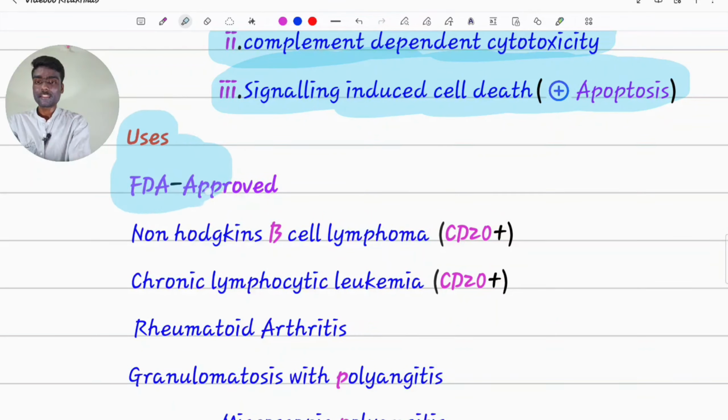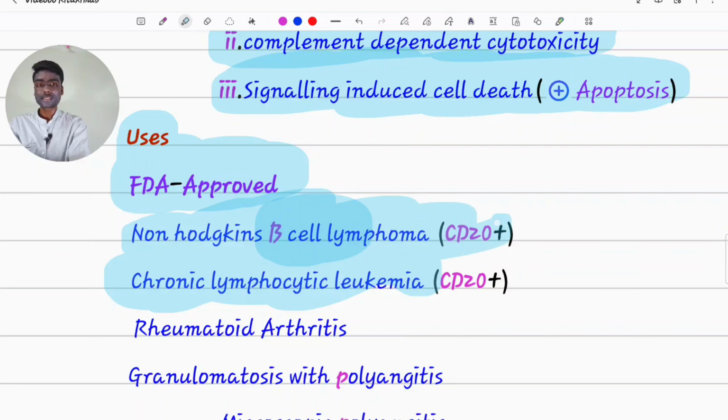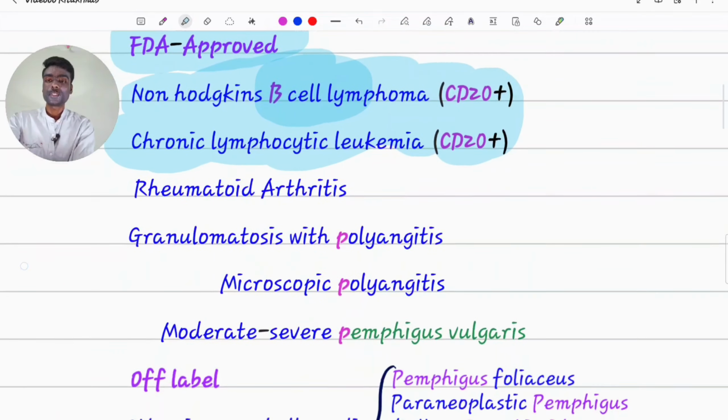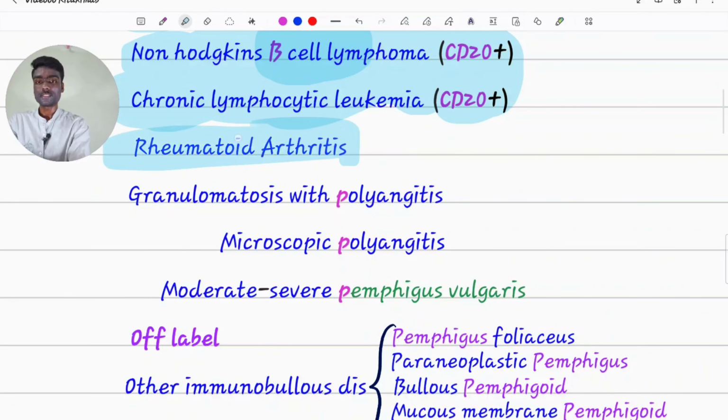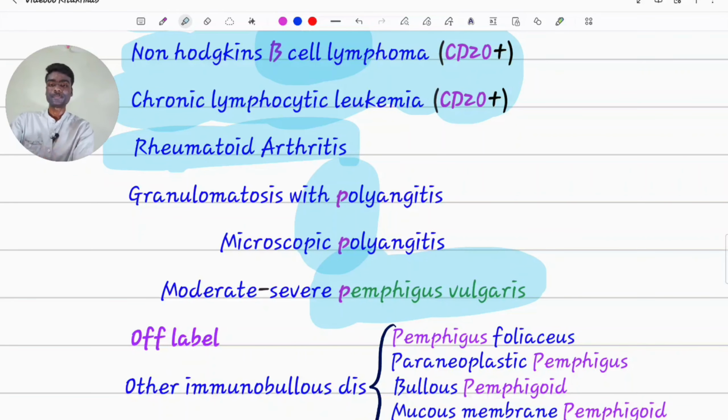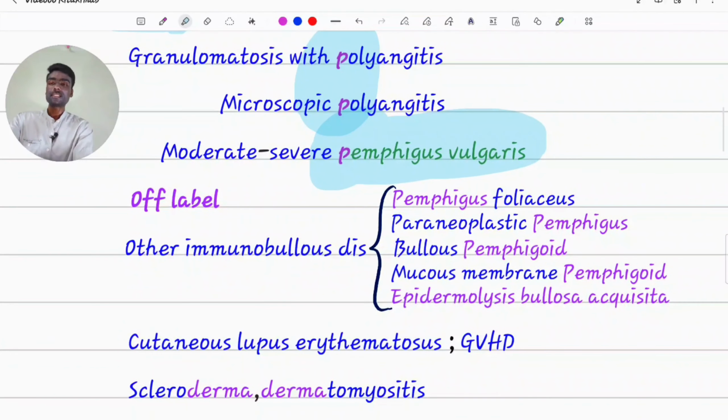Coming to US FDA approved uses: non-Hodgkin's B-cell lymphoma, chronic lymphocytic leukemia. All these are CD20 plus cancers. Rheumatoid arthritis, granulomatosis with polyangiitis, microscopic polyangiitis. Our main use, moderate to severe Pemphigus vulgaris. In Pemphigus vulgaris, no B cells, no antibody production. That is particularly anti-desmoglein antibodies.